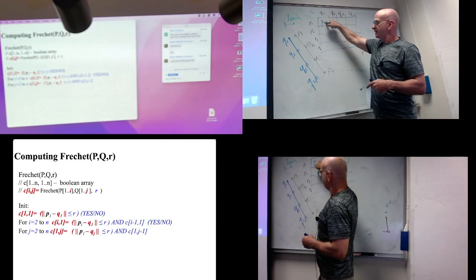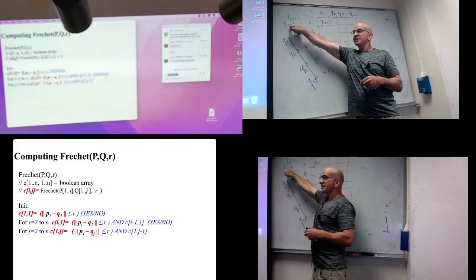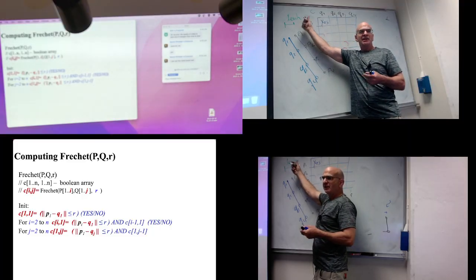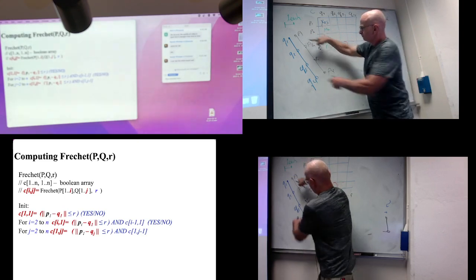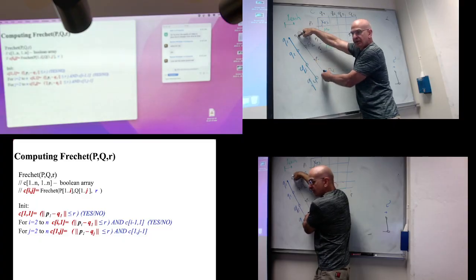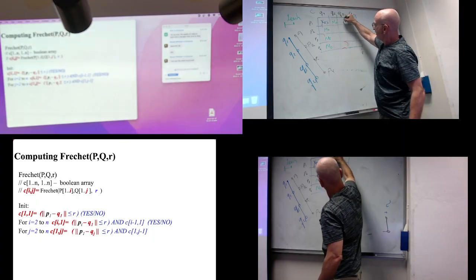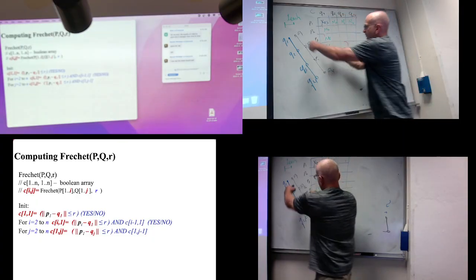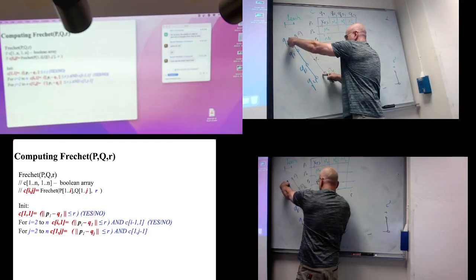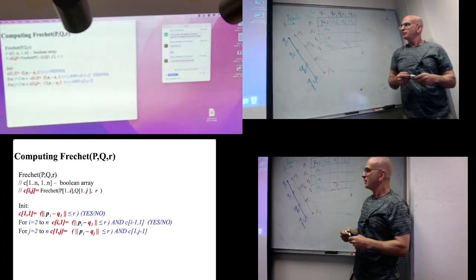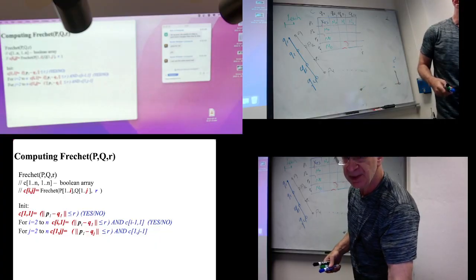I'm still in the initialization. P1 minus Q2, this distance versus this leash, by eye looks like no. Definitely not this one minus this one. So this is yes, and similarly no, no, no. When we check the distance from Q1 to P2, P3, P4, it's too long with respect to this leash. So that's what the table looks like after the initialization.